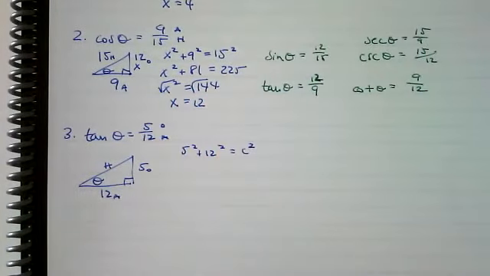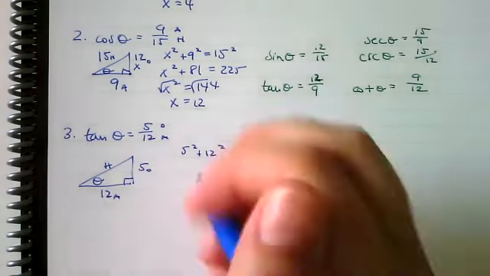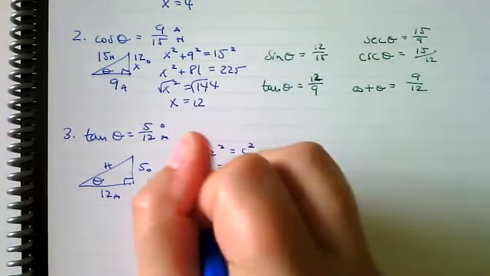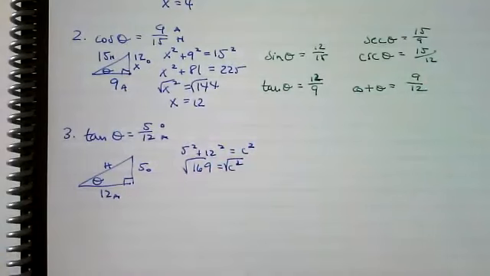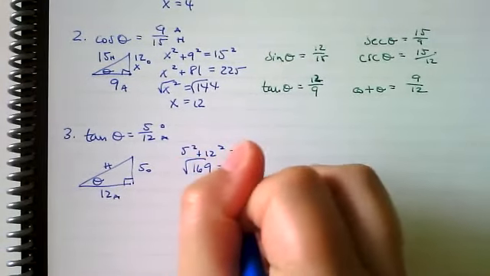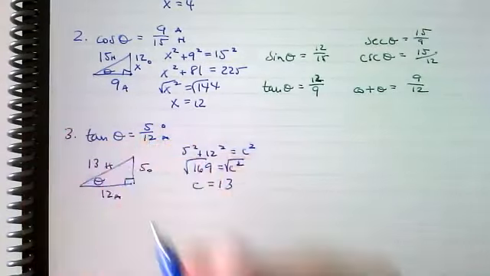And you can just plug that straight into your calculator. You don't have to show all the steps for that. But if you are solving, please show me those steps. So I'm in my calculator, 5 squared plus 12 squared, and that gives me 169 equals c squared. Take a square root of both sides, and the square root of that is 13. So c equals 13. And there's my last side.